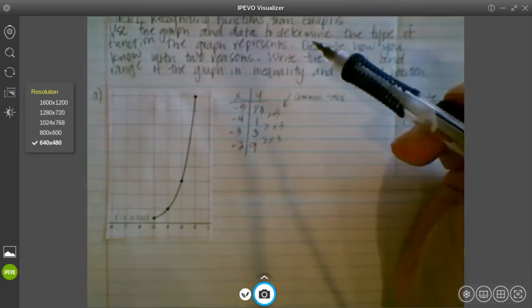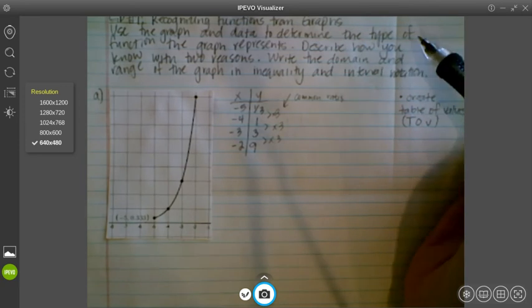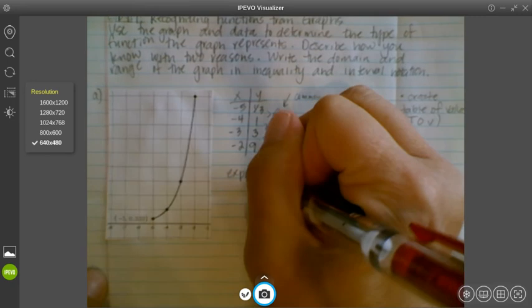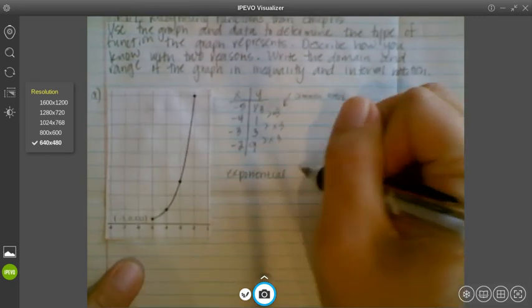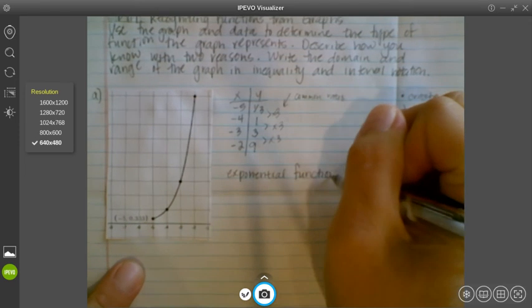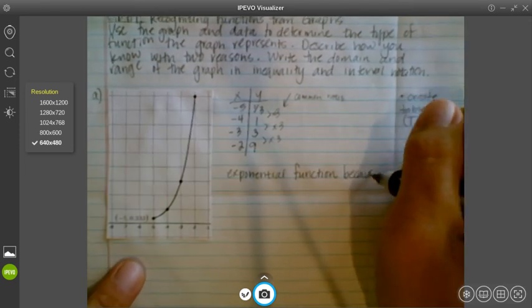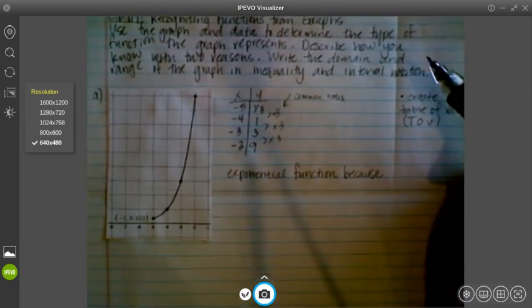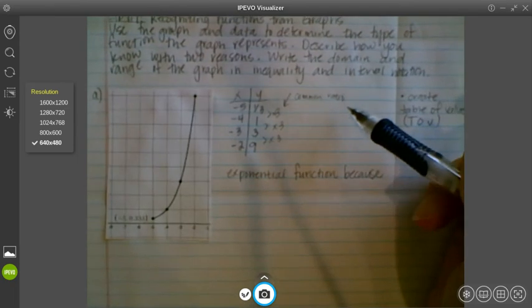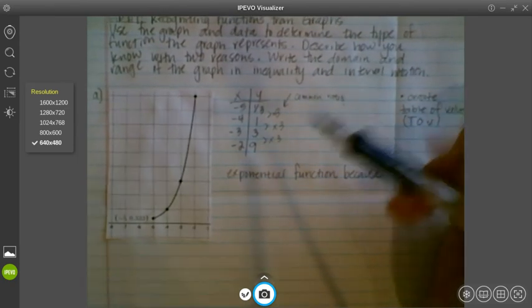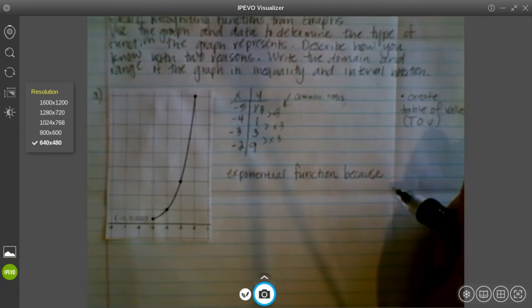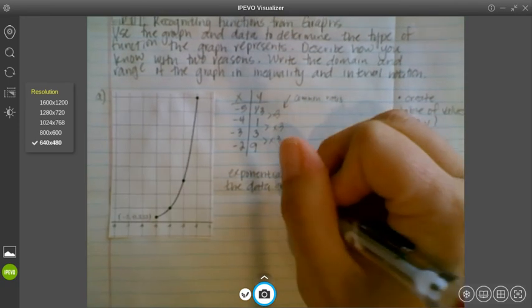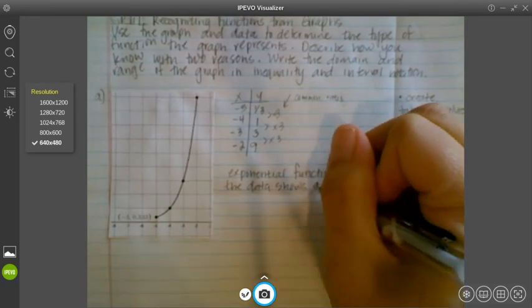So to answer the first part of the directions, it says to use the graph and data to determine the type of function the graph represents. So this is an exponential function, because the second part of the question says to describe how you know with 2 reasons. So first, we know because from the data, we have a common ratio. So I'm going to say it's an exponential function because the data shows a common ratio.